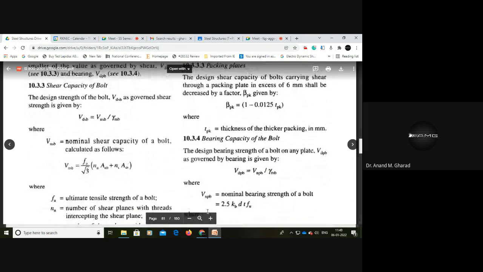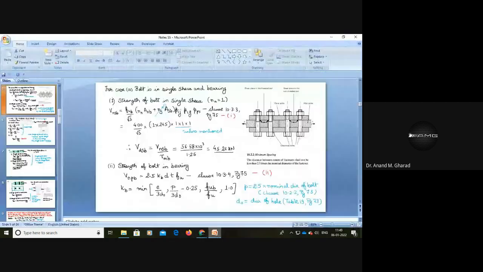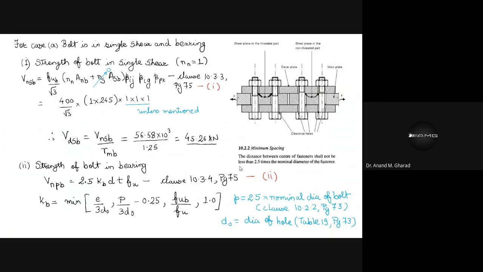So ultimately, this equation will look like this. VNSB will be equal to FUB divided by under root 3, in brackets NN ANB plus NS ASB, into beta LJ, this is not IJ, this is LJ, beta LJ, beta LG, beta PK, okay.